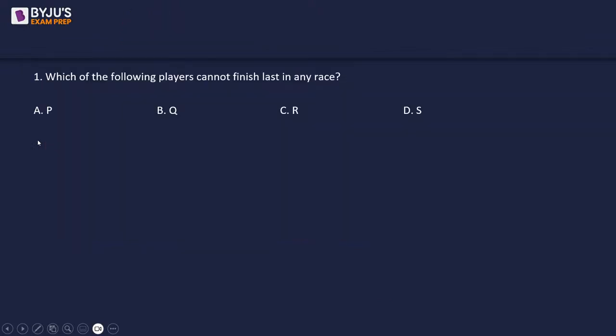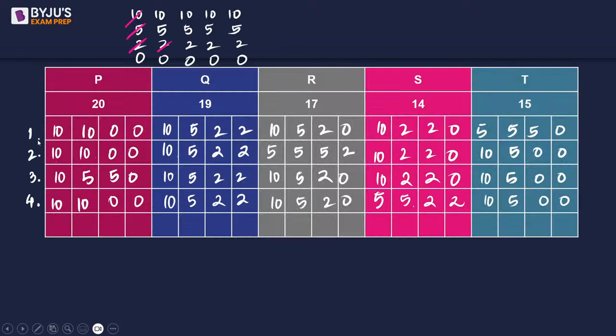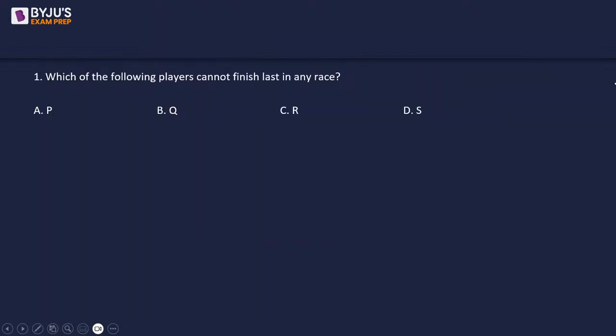Okay, which of the following players cannot finish last in a race, in any race? Finishing last means getting 0 points. So who can never get 0 points? If you look at P, P can get 0, R can also get 0, S and T also can get 0. In some combination or other it is possible. Q will never get 0. So Q did not come last in any of the races.